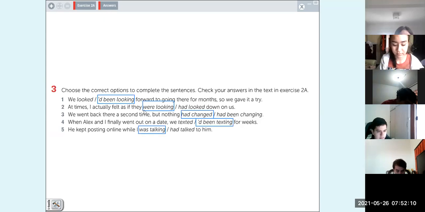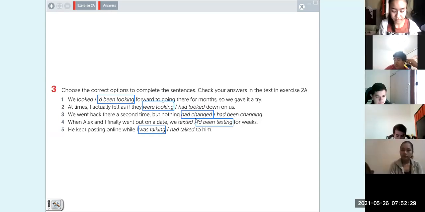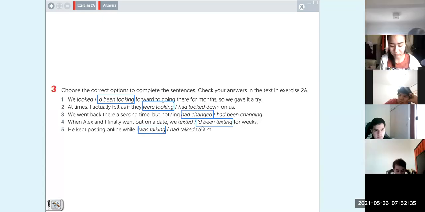Past continuous. It is present continuous if the verb to be is in the present, but in this situation it is in the past. Past continuous. Here in this one, past perfect. Very good. This one, past perfect continuous, right? And the last one, past continuous. Very good.